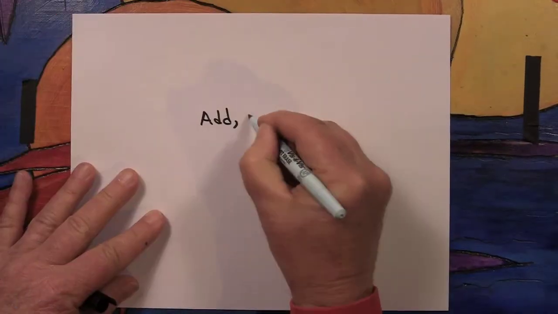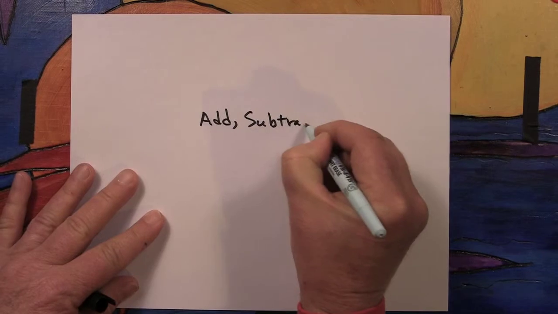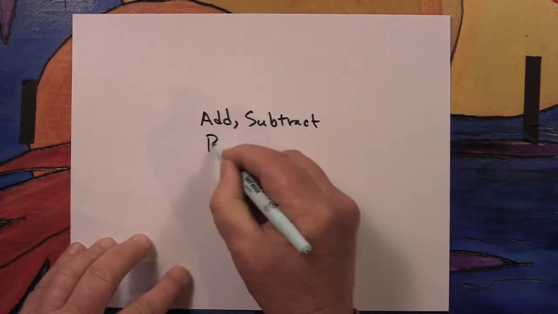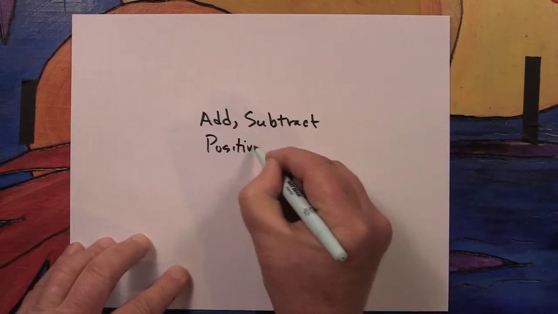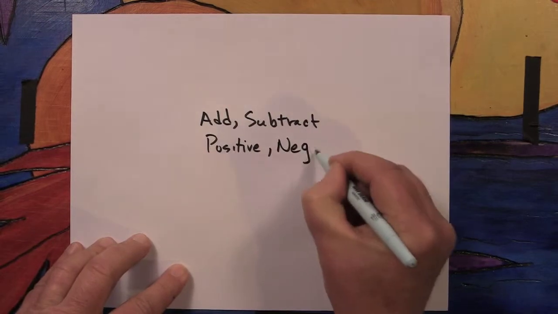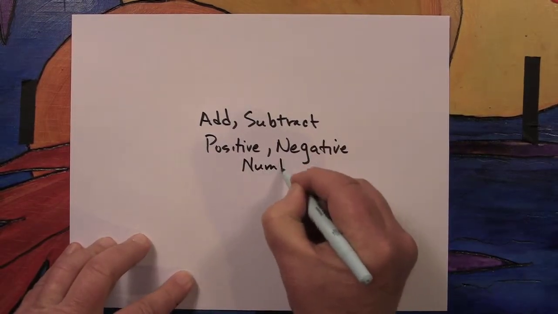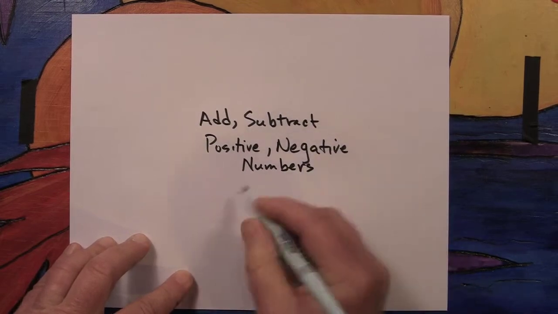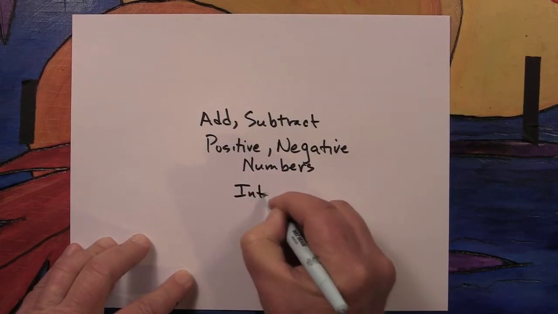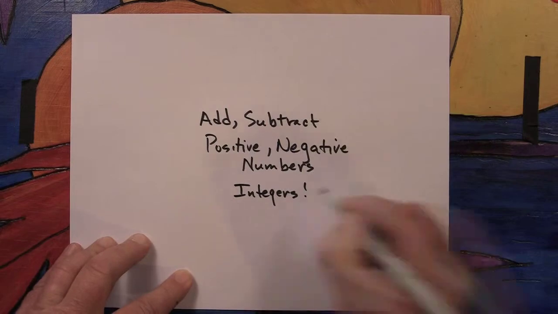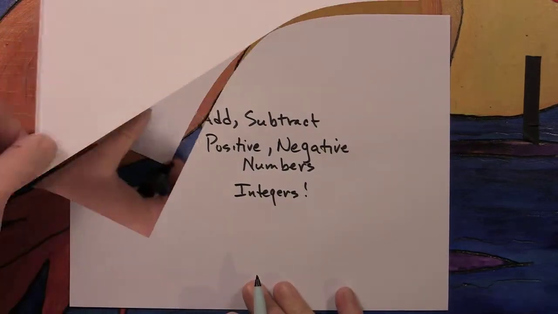Today we'll consider how to add, subtract positive and negative numbers. What's another name for those numbers? Integers. So let's jump into it.